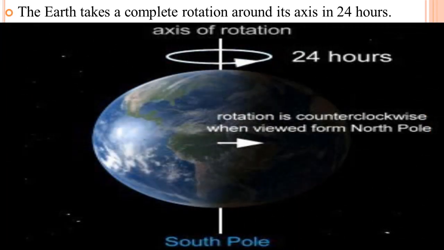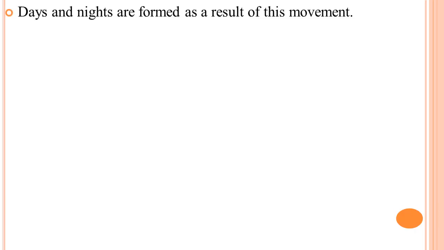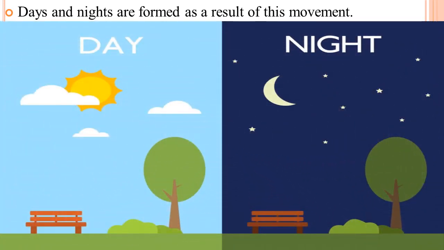The next characteristic is the Earth takes a complete rotation around its axis in 24 hours. Meaning Earth takes 24 hours to complete its one rotation around its axis. And the next characteristic of this movement is that days and nights are formed as a result of this movement. Meaning when there is a rotation, we experience different types of times which are called days and nights.